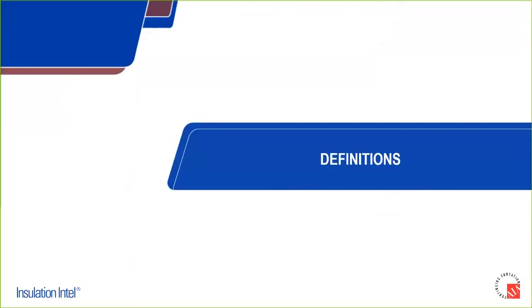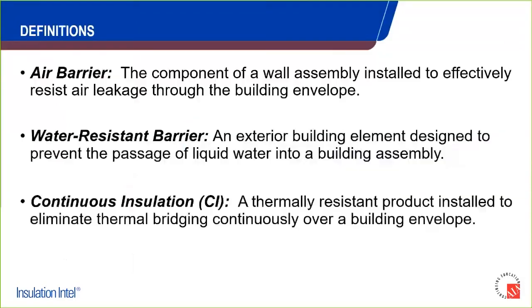Let's start with some definitions. So why these three definitions? Well, these are elements that are required in commercial assemblies and may or may not trigger the NFPA 285 testing requirement. So an air barrier, basically, is required in building assemblies to separate the conditioned space from the exterior environment, reduce air leakage and vapor movement through a building assembly.